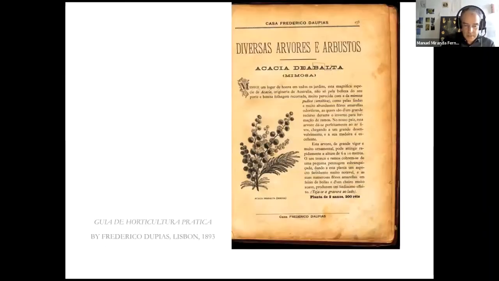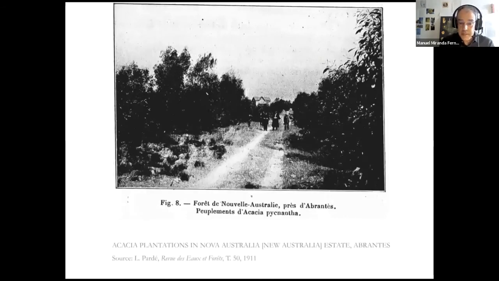And, you know, it's not difficult to verify that the horticultural diffusion of this and other acacias of Australian origin dates back to the 19th century, with private and official nurseries playing an active role in its dissemination. In this horticultural catalogue from Casa Dopias in Lisbon, it is stated that silver wattle deserves a place of honor in all gardens for its foliage and flowering. In addition, the industrial planting of acacias started early, motivated by the raw materials extracted from them, such as firewood and tannins from the bark for the tanning industry.